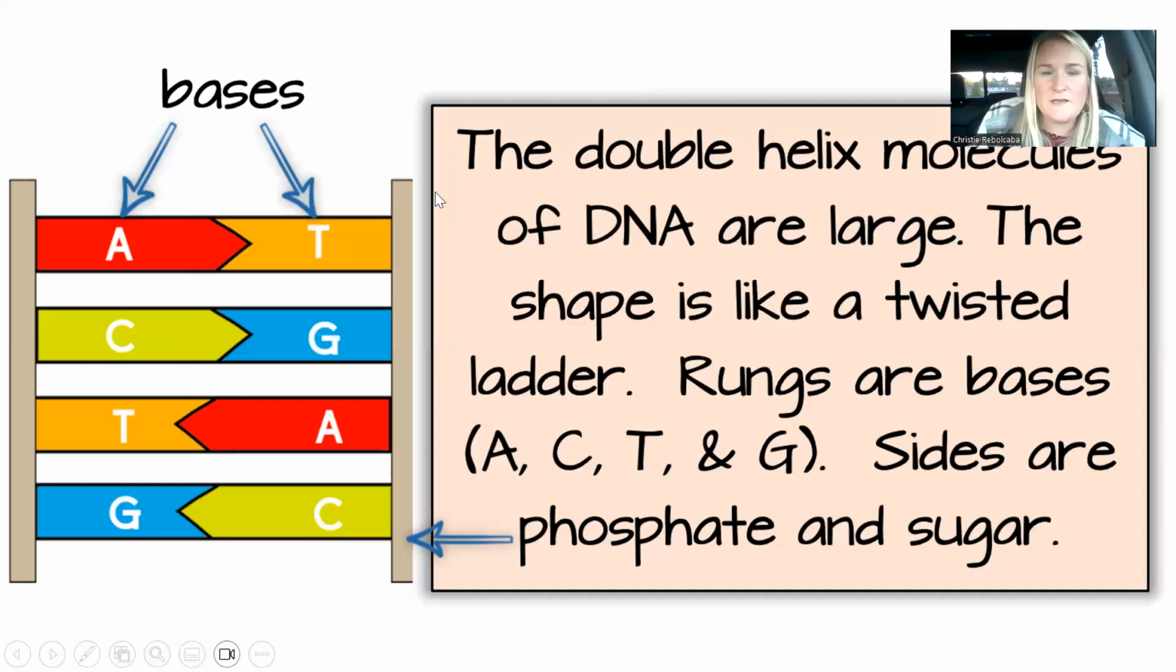The double helix molecules of DNA are large. The shape is like a twisted ladder. As you've seen, DNA kind of twists up. Rungs are bases, and the sides are phosphate and sugar. So in the name, it's deoxyribose nucleic acid, which includes parts of the name.